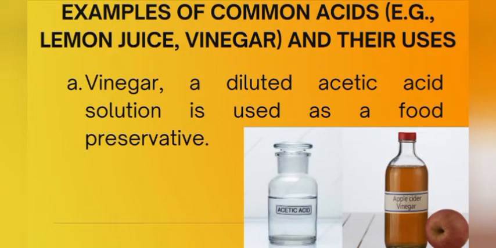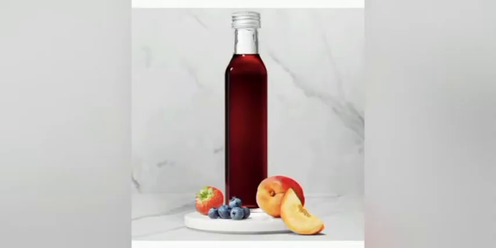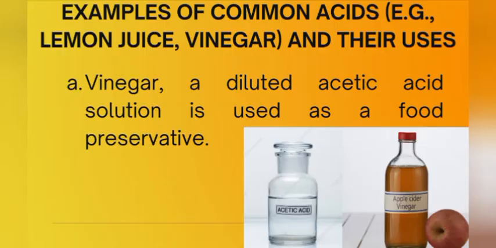Now, what are the common examples of acids? Just as I have said, they are present in most of the fruits that we take at home. An example is the lemon juice. The lemon juice is an acid. The vinegar jar contains acid. So the vinegar is a diluted acetic acid solution, and it is used as a food preservative. That's one of the uses of acid. Now, vinegar being an acid is used in preserving food.